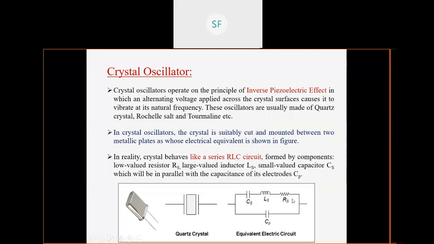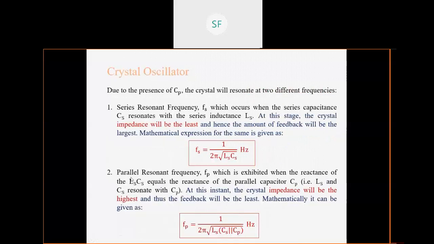If only a resistor were in the circuit, we would call it resistance only. If there were no resistance, and only capacitor and inductor, we would call it reactance only. But now resistor as well as capacitor and inductor are present, so in total it is called impedance. So at this stage the crystal impedance will be minimum or least, and hence the amount of feedback will be the largest. We will see what feedback means.